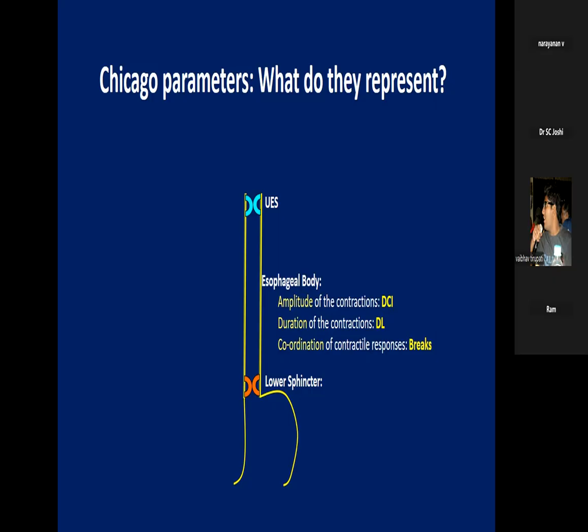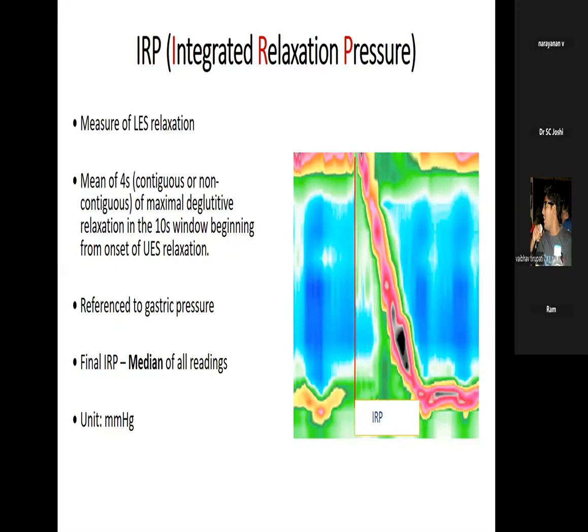And with regard to the lower sphincter, there are two profiles, the static profile and the dynamic profile. The static profile tells you the length of the lower esophageal sphincter and the pressures, which is the basal LES pressure. And the dynamic profile tells you of the relaxation properties of the lower esophageal sphincter, which is the integrated relaxation pressure. So we talk about each of these. So integrated relaxation pressure is a measure of LES relaxation.